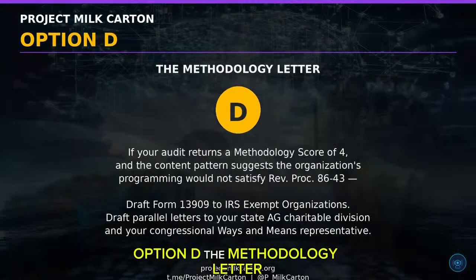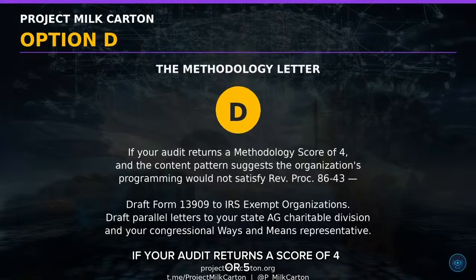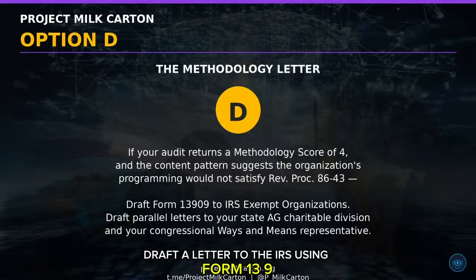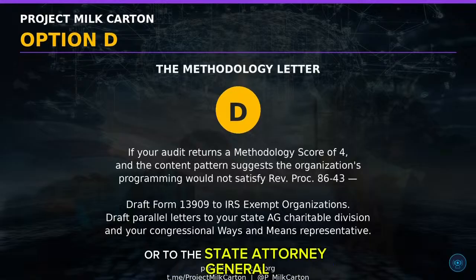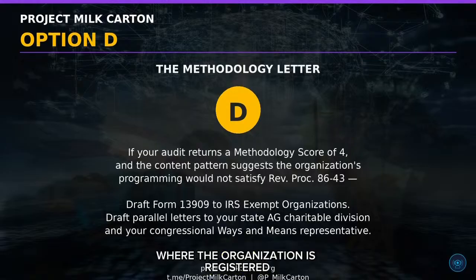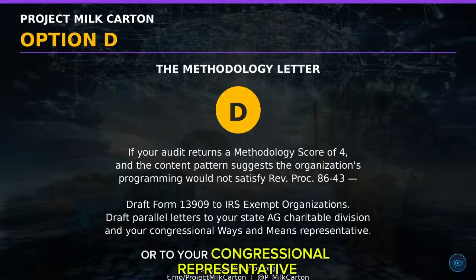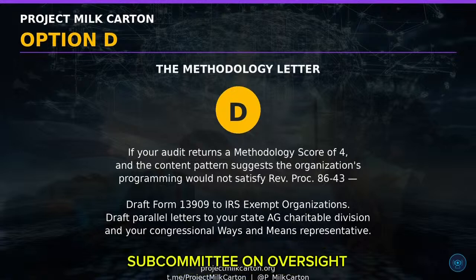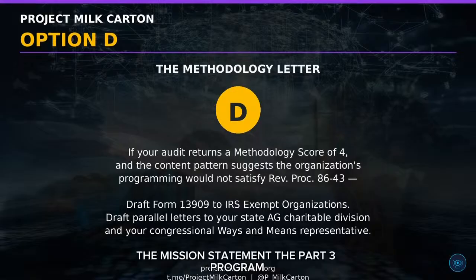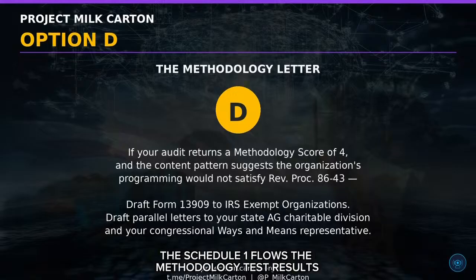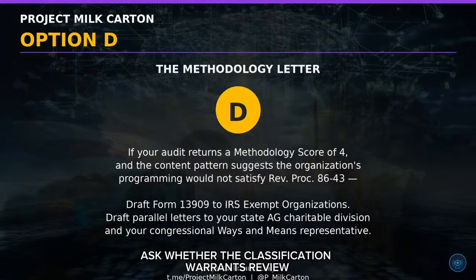Option D. The methodology letter. If your audit returns a score of 4 or 5, draft a letter to the IRS using Form 13909, the tax-exempt organization complaint, or to the State Attorney General where the organization is registered, or to your congressional representative on the House Ways and Means Subcommittee on Oversight. Do not allege. Summarize the gap. The mission statement, the Part 3 program, the Schedule 1 flows, the methodology test results. Ask whether the classification warrants review.